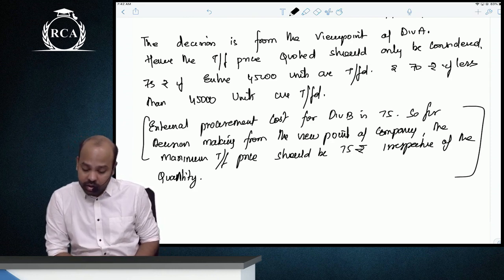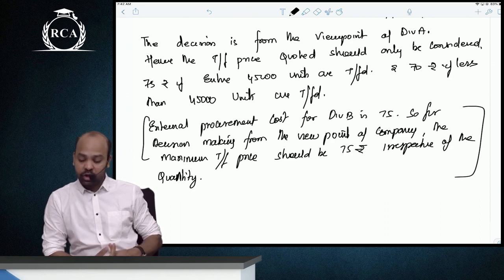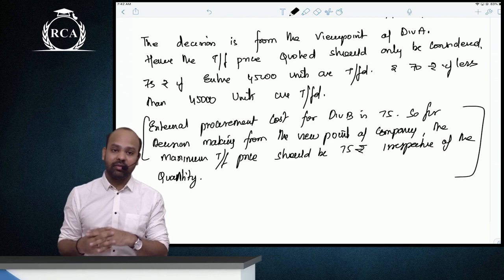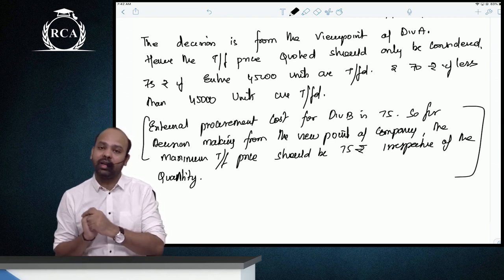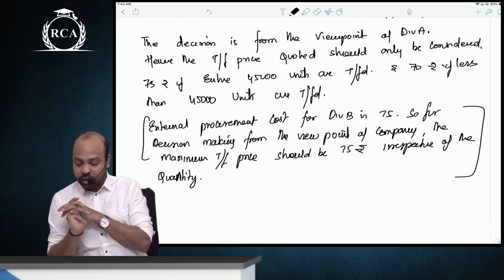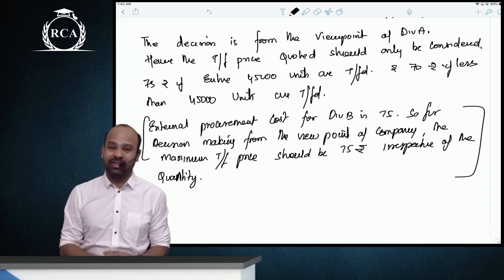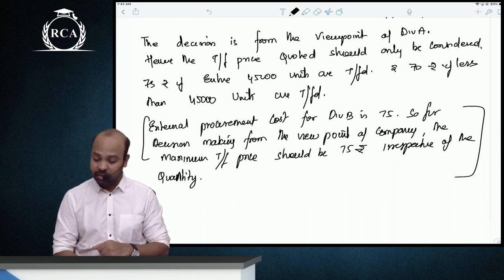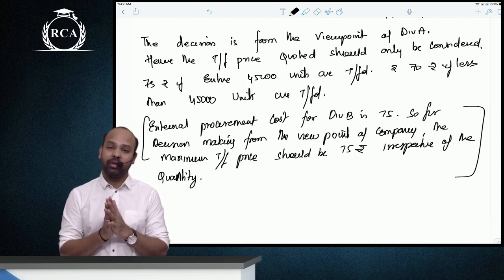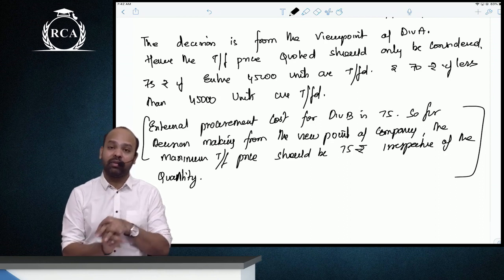One thing is clear, guys, that the variable manufacturing cost per unit is only 55. Even if I consider variable selling overhead of 5 rupees, my variable cost, beta, would be 60 rupees only. So the minimum contribution that I'm going to get, beta, is around 10 rupees. Bare minimum, guys, even if I consider variable selling overheads.